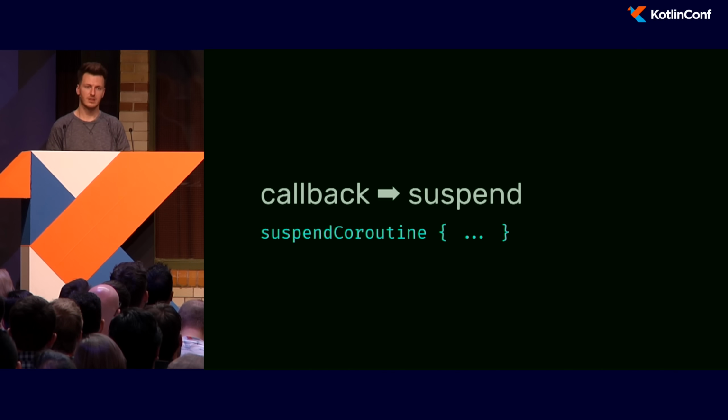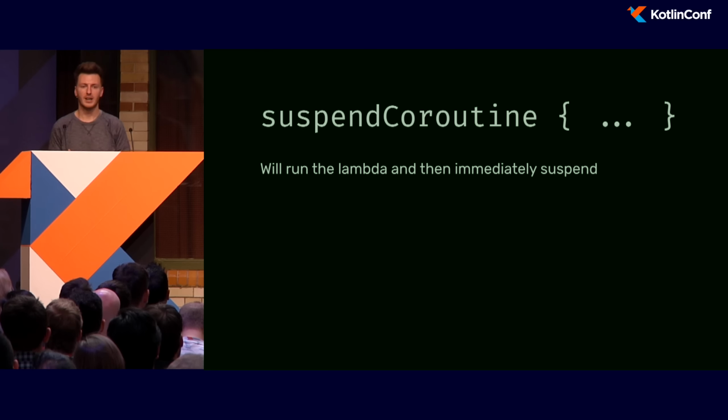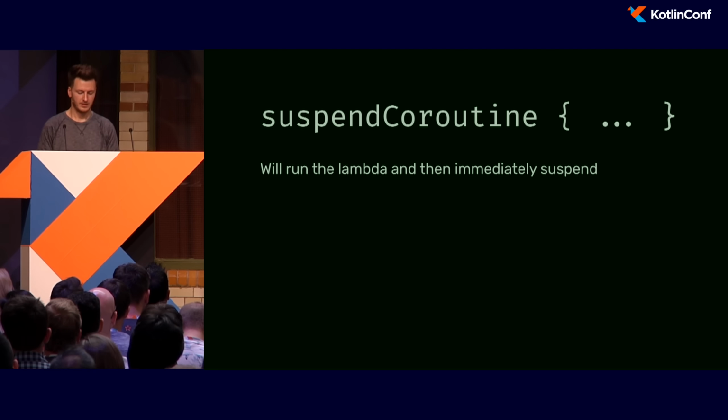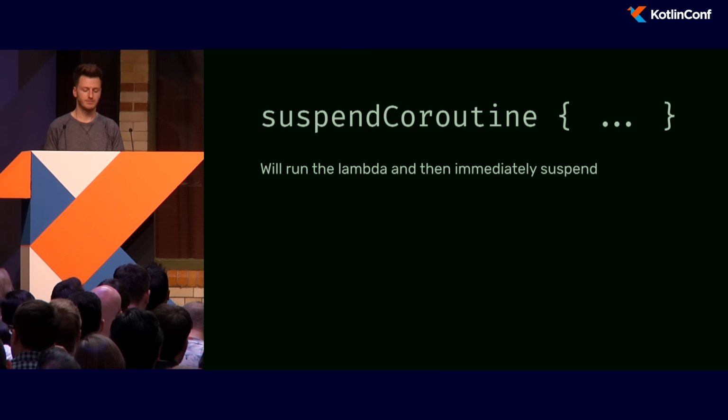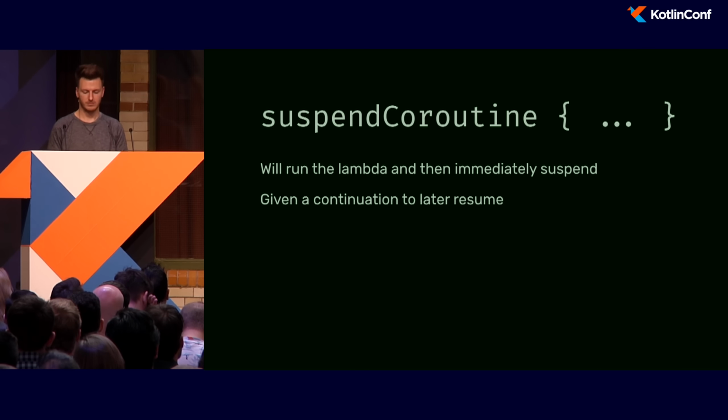Luckily, the coroutines library gives us a really nice way of doing that called suspend coroutine. What suspend coroutine does is that you give it a lambda, and it expects in that lambda that you will set up your callback and trigger the task, so it actually starts working. At that point, it will immediately suspend, waiting for that callback to come. You're given a continuation object, and that is how you later tell the coroutine to start running again with the result. That's how you pass the result.